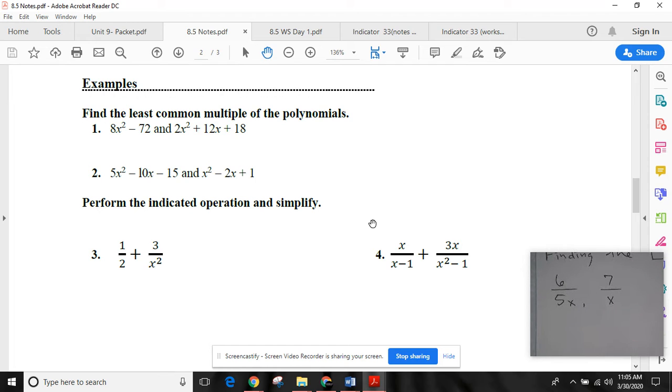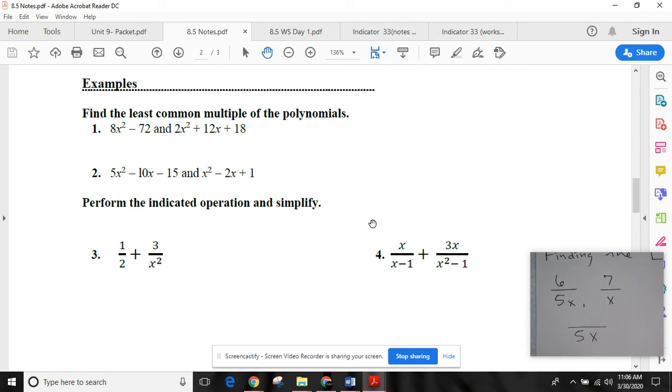If we're looking at these two rational expressions, obviously they don't have like denominators. But they both have an x. So my denominator is going to have an x, and then one of them has a 5, so the other one would have to have a 5 as well. So 5x would be the least common denominator. If it just wants you to find the least common denominator, that would be your final answer.